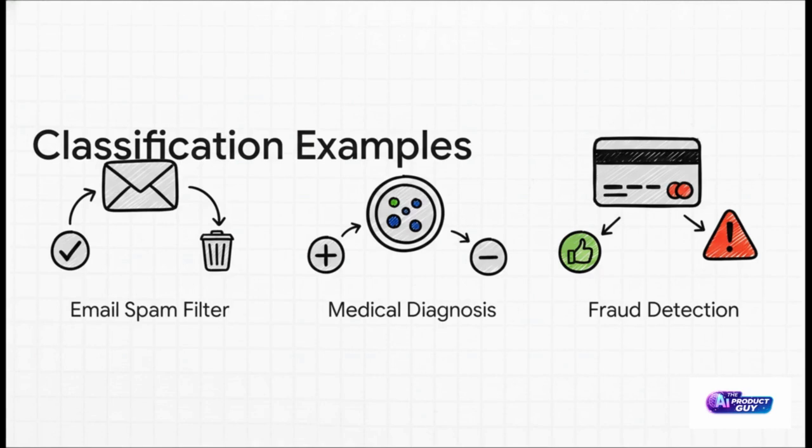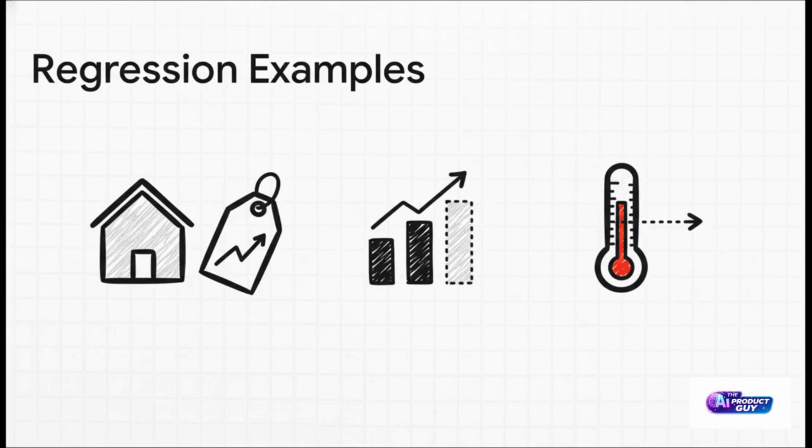And your bank uses it to flag a transaction as possible fraud. The answer is always a clear-cut category. On the other hand, regression is what's behind those real estate websites that guess a house's value. It's what businesses use to forecast next quarter's sales, and what meteorologists use to predict tomorrow's temperature. The answer is always a number that can fall anywhere on a spectrum.